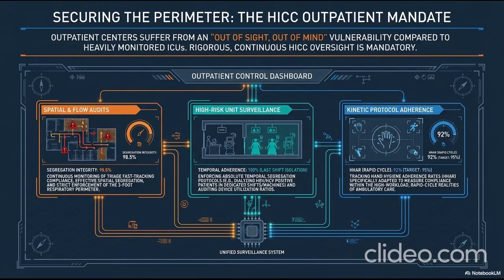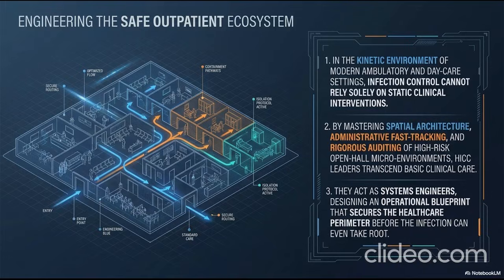Slide 12. Engineering the safe outpatient ecosystem. In conclusion, infection control in the modern ambulatory era cannot rely solely on clinical interventions. As ID specialists, we must act as systems engineers. By mastering spatial architecture, administrative fast-tracking, and rigorous auditing of microenvironments, we design the operational blueprint that secures the healthcare perimeter before an infection can ever take root.